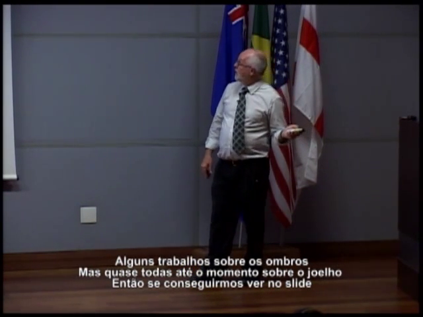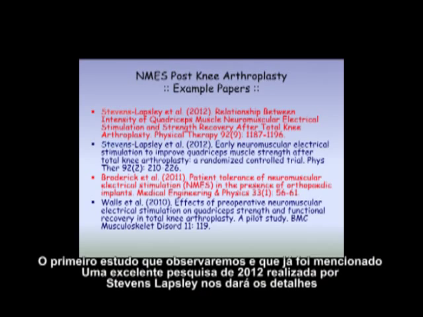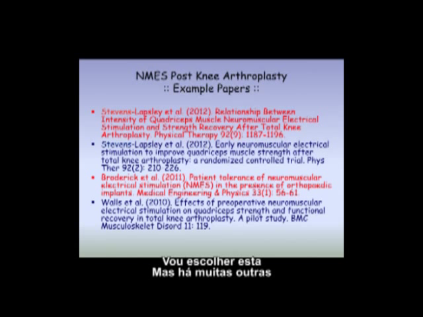Wrong way. So, if we can come up with a slide, the first study on there we're going to look at, but you've already heard mentioned, is an excellent research study from 2012 by Stevens-Lapsley. We'll look at the details. I'll pick on that one. All right? But there are lots of others.